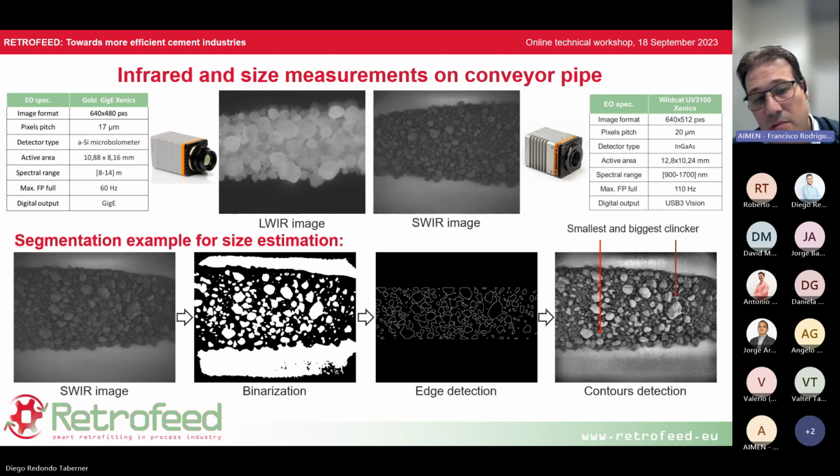You can see that we can, with different processes, binarization and detection, some typical step for segmentation. We can make some detection and estimate and detect the smallest and the biggest clinker. We are also extracting some histogram distribution of different size in order to have complementary information. So now in the next slide.